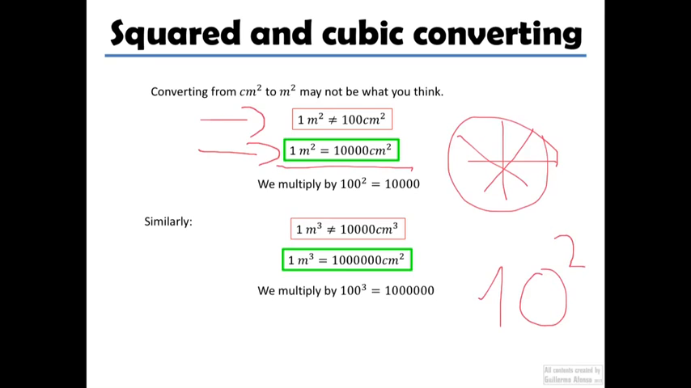Okay? And for cubic it's the same. You have to cube the tens. So it's not that one cubic meter is 10,000 cubic centimeters. It's going to be 1 million cubic centimeters. There should be a 3 here, my mistake. Okay.